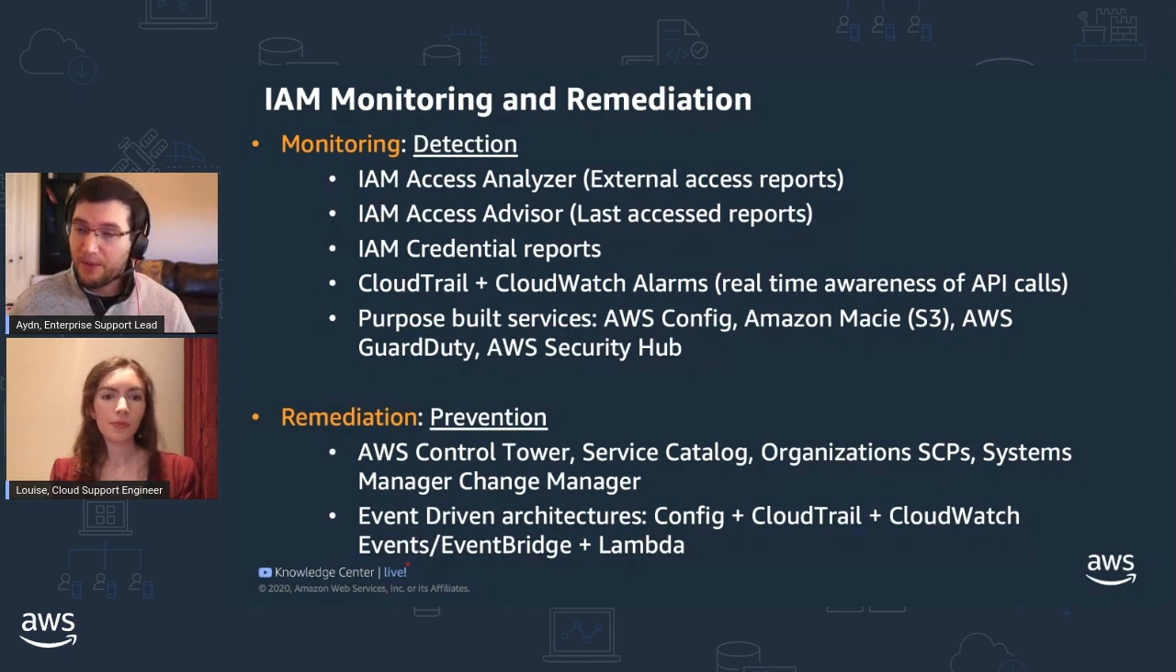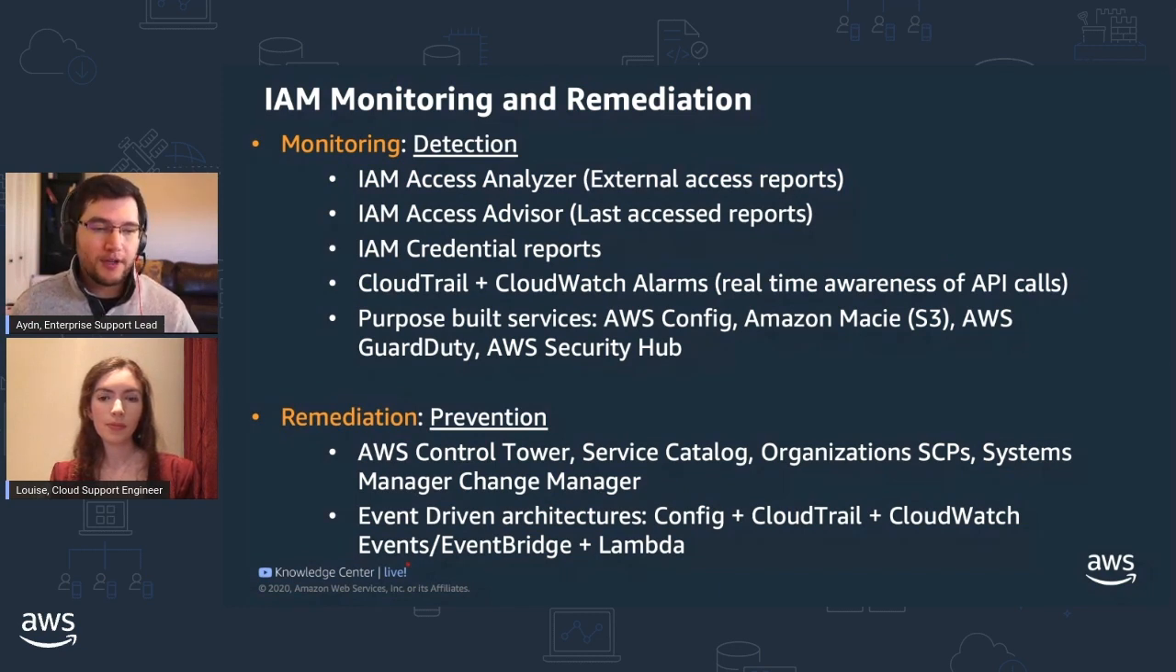We should talk about prevention. We have a whole suite of dedicated governance tools: Control Tower, Service Catalog, organizational service control policies, Systems Manager. These are all dedicated services that help manage and give you really good guardrails, and that's a part of prevention. But remediation and prevention also brings up event-driven architectures, where you combine multiple services and data sources with automation. In this example, your sources could be CloudTrail or Config.